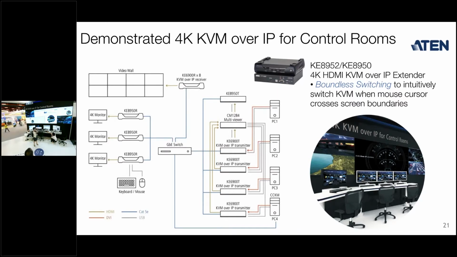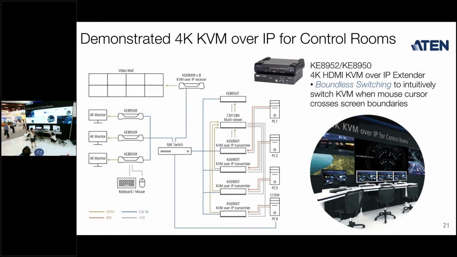So the main product we are going to introduce is this 4K HDMI KVM over IP extenders, the KE8952 and the KE8950. It's an extender, so it means that it has the transmitter and the receiver. And because it's over IP, we use the Ethernet network switch as the master switching device. So from this diagram, if you look at the right-hand side, there are 4 PCs. Each PC is connected to one transmitter.